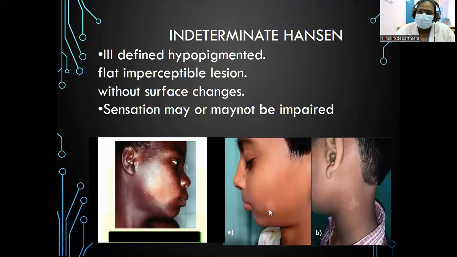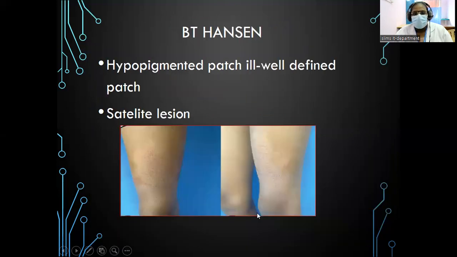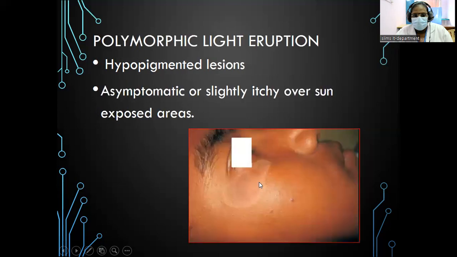The next differential diagnosis is indeterminate leprosy. These are the differential diagnoses for the hypopigmented type of pityriasis versicolor. Indeterminate leprosy is common in children, characterized clinically by an ill-defined hypopigmented patch without surface changes. Sensation may or may not be impaired. Another differential diagnosis is borderline tuberculoid Hansen's disease, characterized clinically by a hypopigmented patch, ill- to well-defined. Satellite lesions will be there in borderline tuberculoid Hansen's disease.